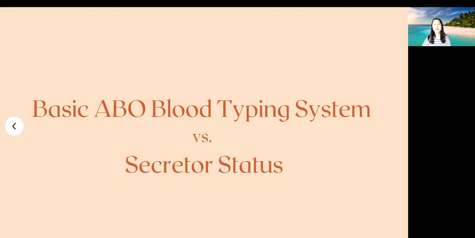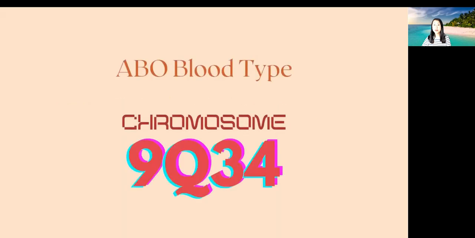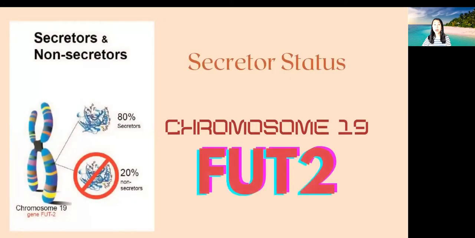Now let's take a look at the distinction between the basic ABO blood typing system and the secretor status from the genetic perspective. Your ABO blood type is controlled by your genetics. The gene coding for your blood type lies on the chromosome 9q34. However, a separate gene called FUT2 actually interacts with your blood type gene and determines your ability to secrete your blood type antigens into your body fluids and tissues.